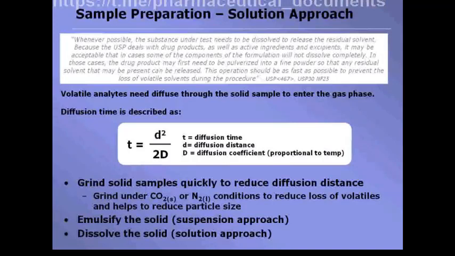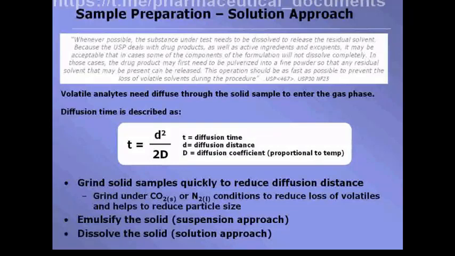And what the USP has actually said is that whenever possible, the test article needs to be dissolved to release residual solvents. And in some cases, they have actually said that the drug products may first need to be pulverized into a fine powder, or overall trying to look at grinding the samples or creating something that's a little bit more applicable to create the diffusion we need or the solubility.